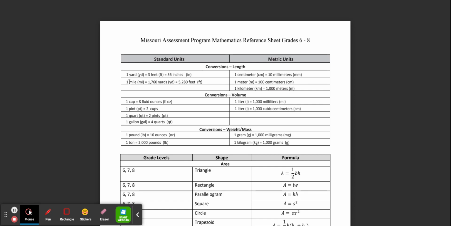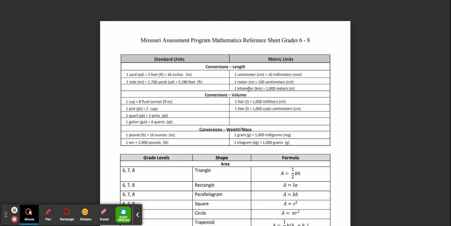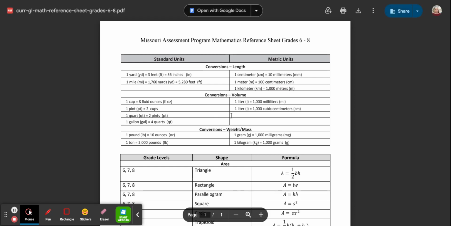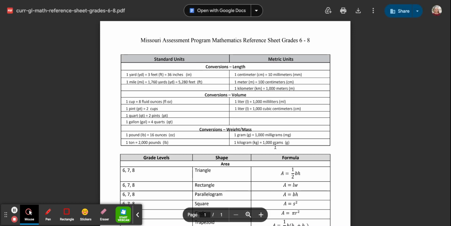So it's 1 yard, 1 mile, 1 cup, 1 pint, and what they are equal to. They have conversions for length: yards, miles, centimeters, meters, and kilometers. And then we have volume, with conversions for cup, pint, quart, and gallon, and liters over here as well. We also have conversions for weight and mass: pounds to ounces, tons to pounds, grams to milligrams, kilograms to grams.